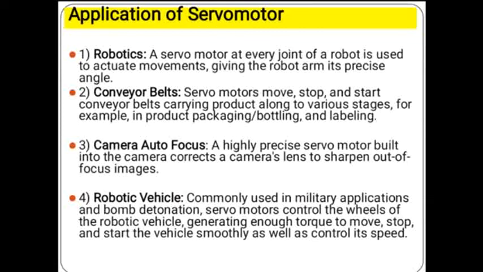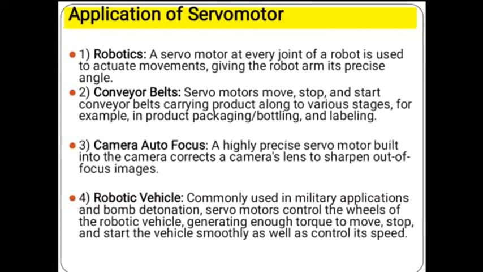Now we will discuss some applications of servo motors. First one is robotics. A servo motor at every joint of a robot is used to actuate movements, giving the robot arm its precise angle. So in every joint of a robot we give some angles, and it can move right, left, up and down by the feature of servo motor.